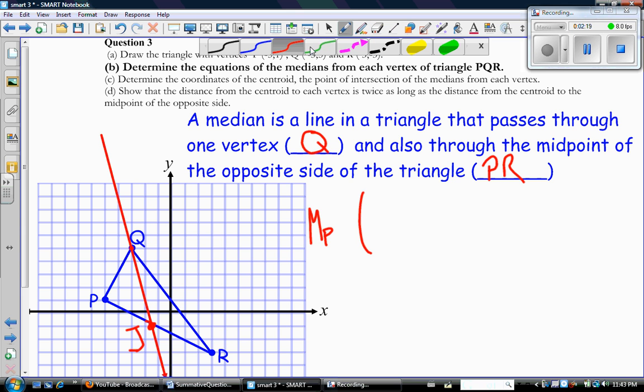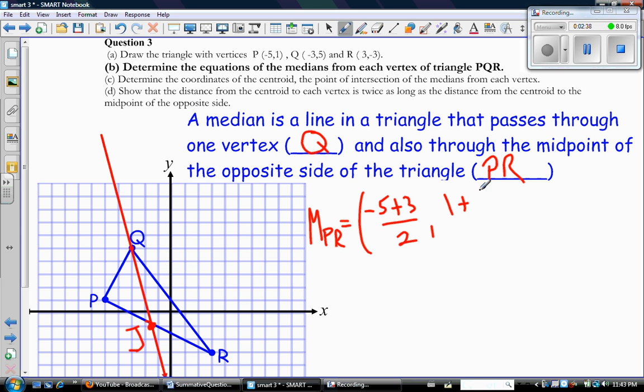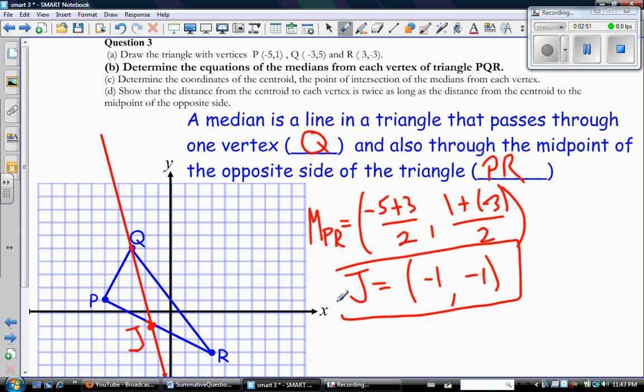I know, I wrote Q there. I was hoping you wouldn't notice. There. So we need the midpoint of PR. So we know the midpoint formula. So we can do -5 plus 3 over 2, and we can do 1 plus -3 over 2. And that gives us -5 plus 3 is -2, over 2 is -1, and -1. So that's point J. So now we know the coordinates of point J.